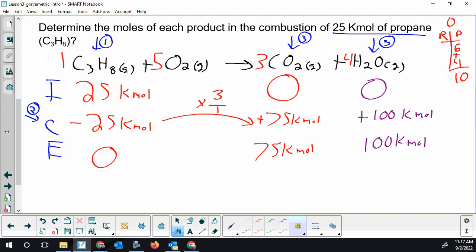I can do the stoic a second time. Take the 25, multiply it by what we want, which is water, which is a 4, divide it by where we started, which is a 1, and that's how I got the 100. Okay.